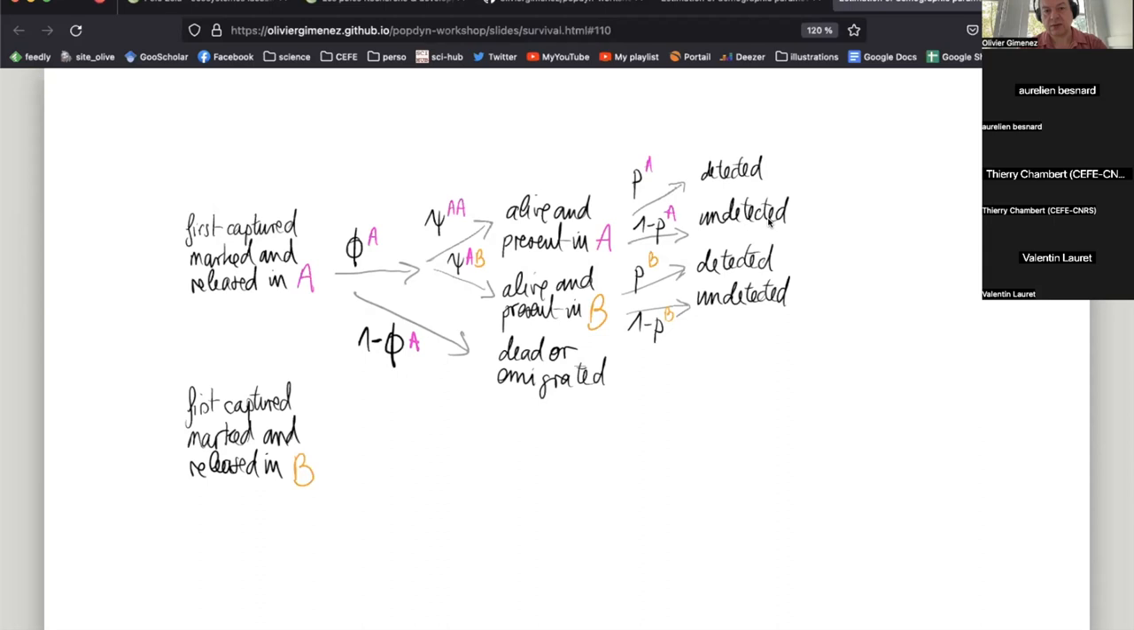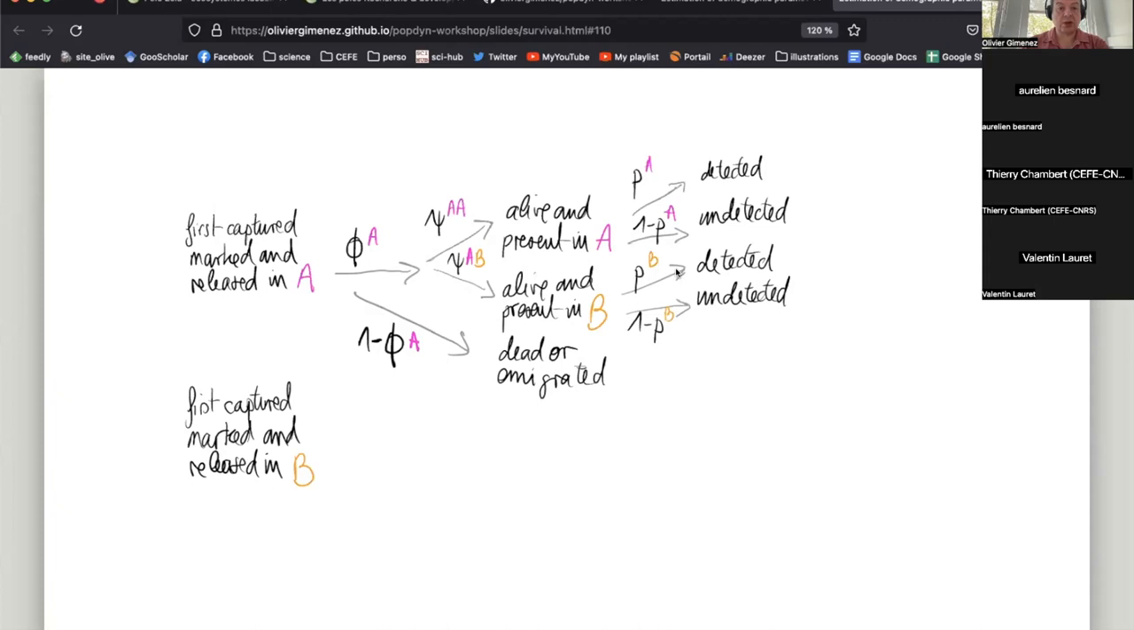with the detection probability in site A. And if you're alive and present in site B, you may get detected or undetected, with probability of detection in site B, or probability of being undetected in site B, 1 minus PB. So in that case, survival and detection probabilities are site specific.